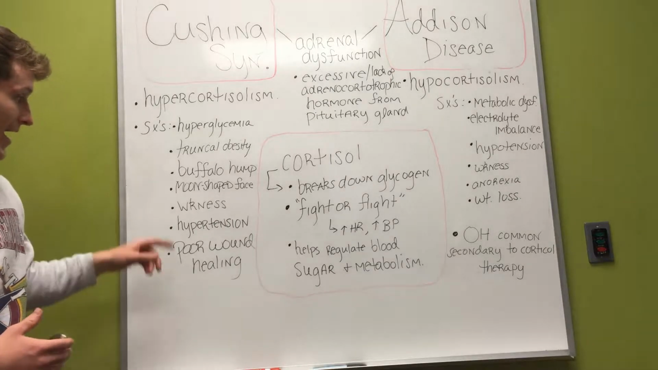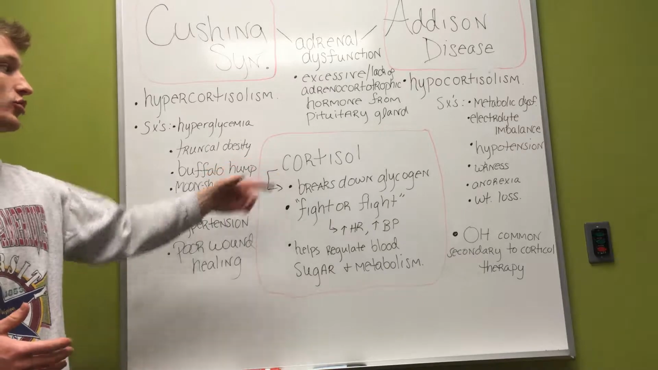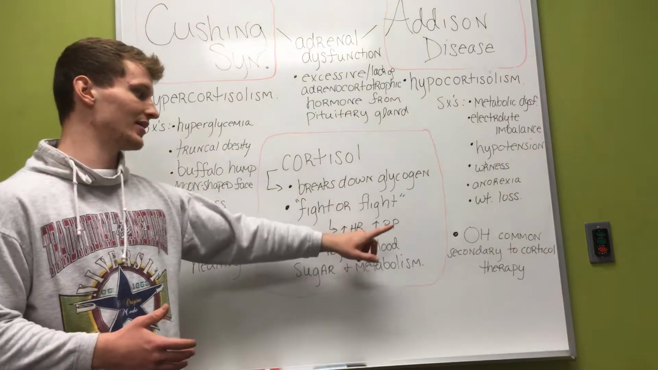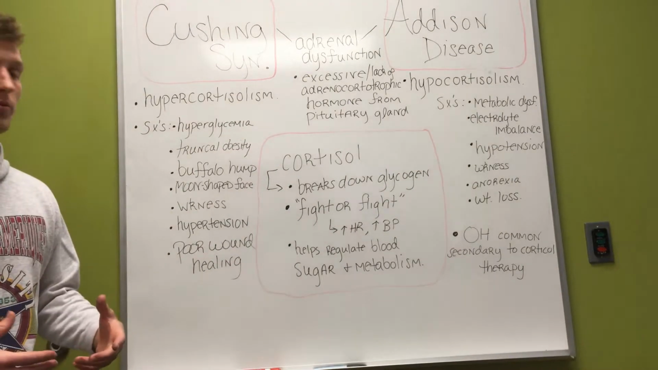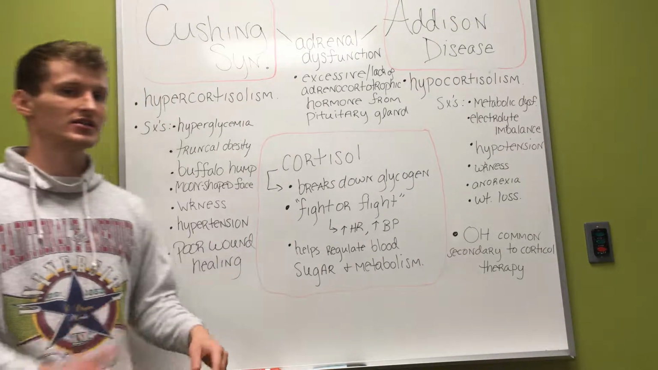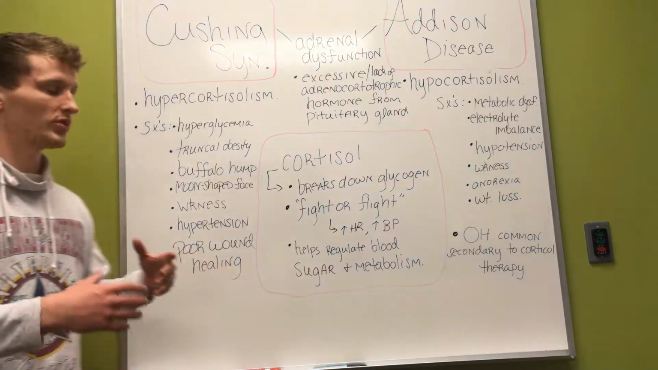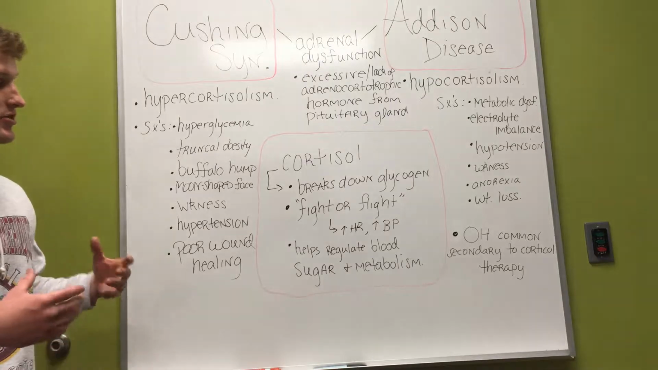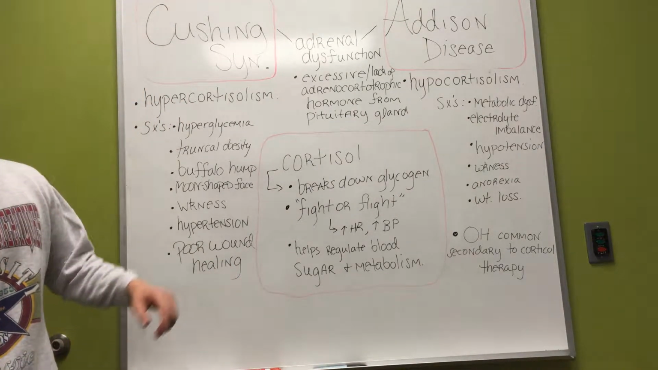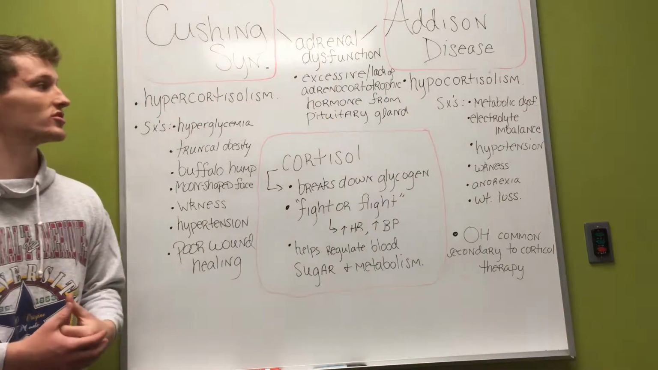Weakness, hypertension, again, a prolonged period of too much cortisol, too much of that fight or flight response, and a prolonged chronic increased blood pressure resulting in hypertension, and poor wound healing. Just like with diabetes, if we have hyperglycemia and a high blood glucose level, our potential to heal wounds is going to be significantly diminished. Now on to the opposite end of the spectrum, Addison's disease, hypocortisolism, too little cortisol in our system.